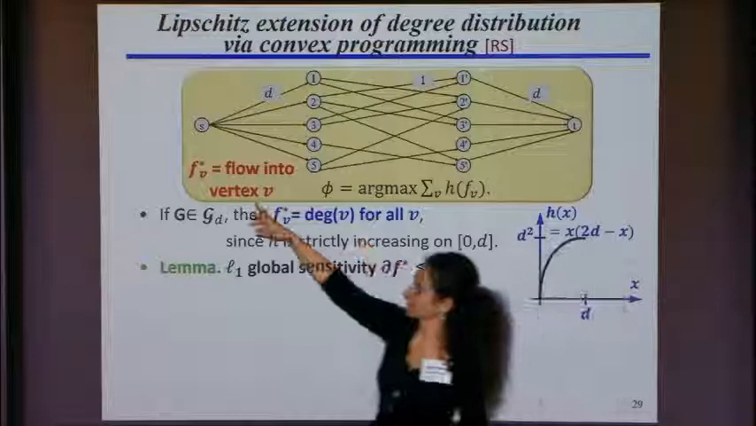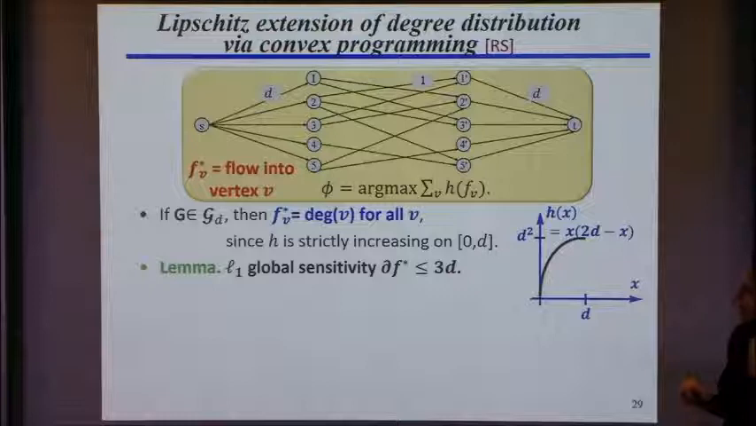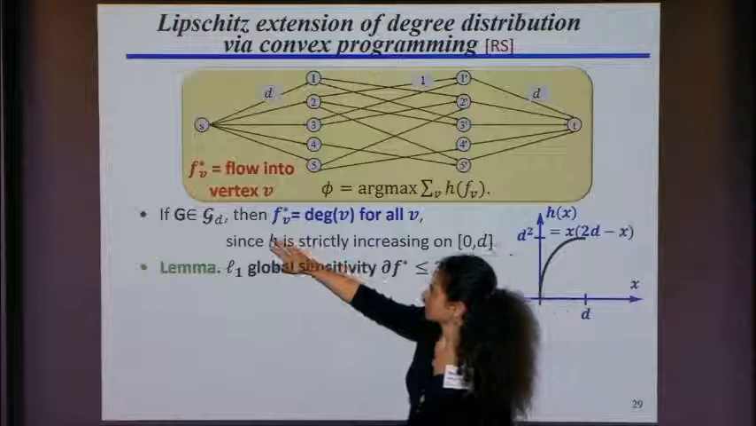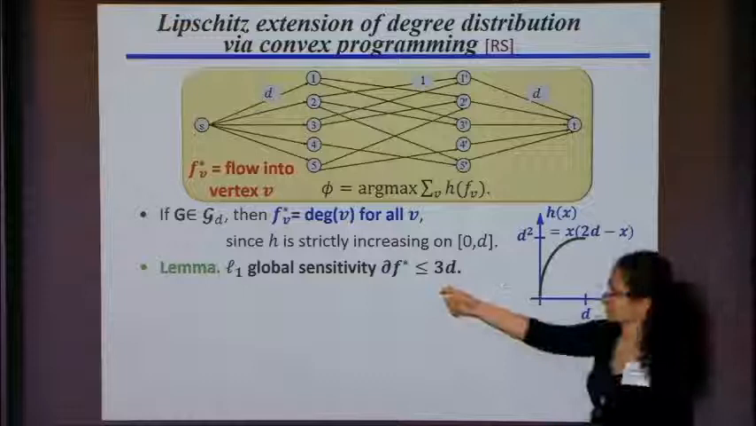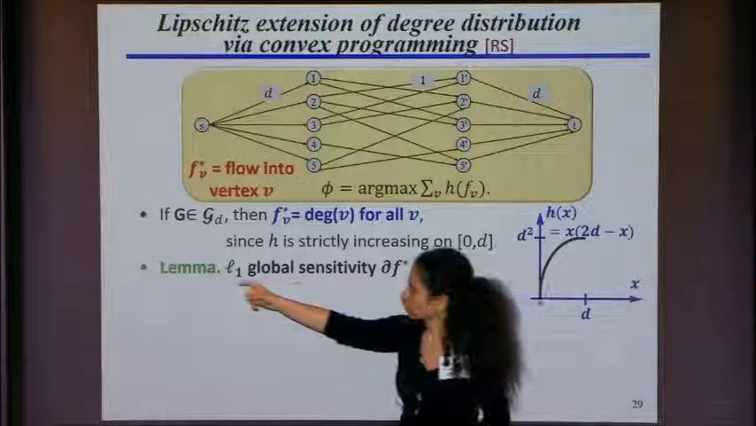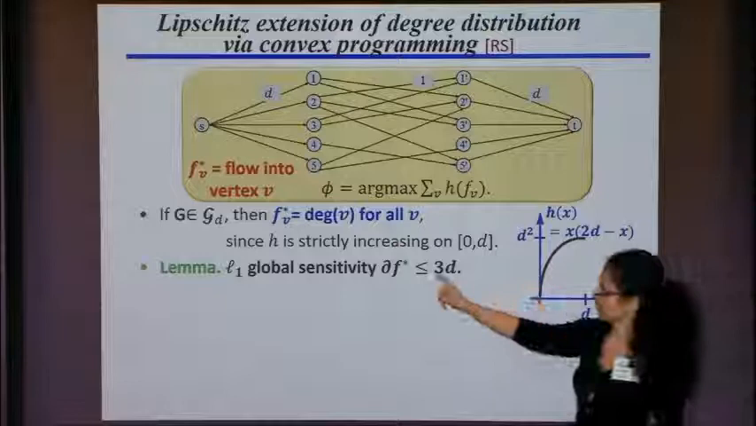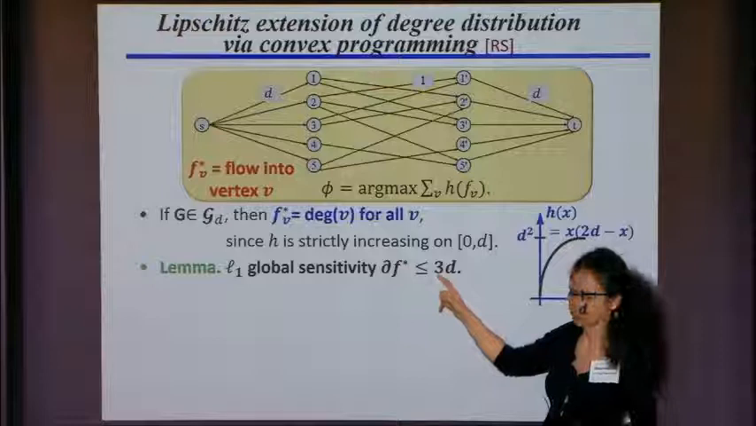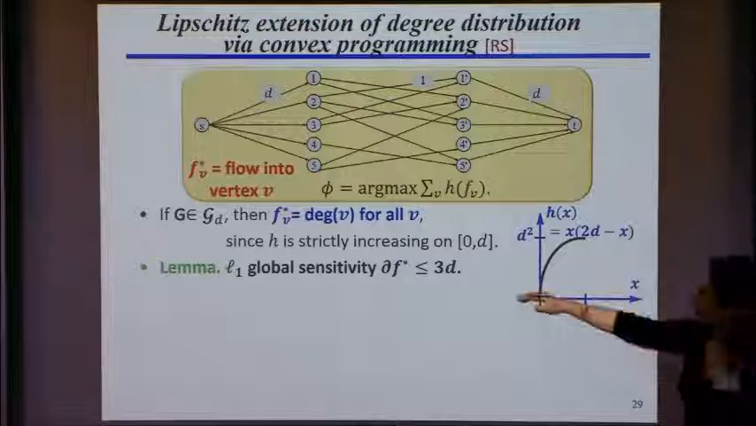F star is the flow that we get on these edges. And for bounded degree graphs, with a degree bound D, this F star is actually a good proxy for the degree. It's exactly equal to the degree. And this is true because H is strictly increasing on this interval. What we have to prove is the L1 global sensitivity of this quantity. In the way we defined Lipschitz extensions, we have to prove it's at most 2D, but what we can prove is it's at most 3D, and it's still a good bound on the noise that we'll have to add.